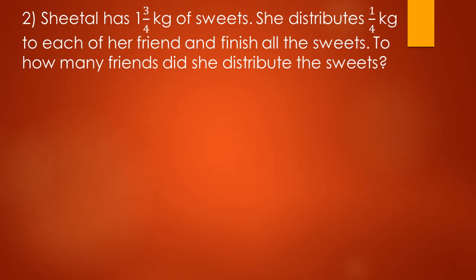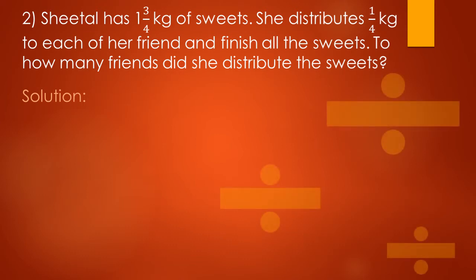So the last statement is length of each piece is 2/5 meter. Let's solve one more question. Question number 2. Seetal has 1 3/4 kilograms of sweets. She distributes 1/4 kilogram to each of her friends and finishes all the sweets. To how many friends did she distribute the sweets? First, write down the solution and tell me what we have to do in this question. Multiplication or division? See, in this question we can find the keyword distributes. So this indicates we need to do division.